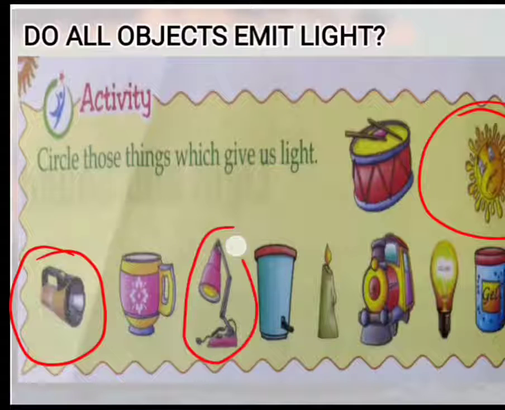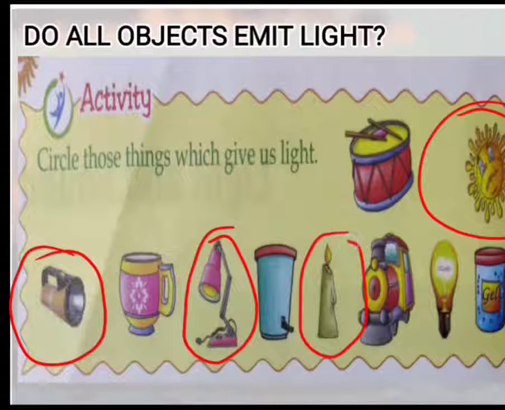Now this is the night lamp, or we can say study lamp, which we use when we study. So yes, it gives us light. So we will circle this. Another one is dustbin. Dustbin doesn't give us light. So we will not circle that. Now candle. Yes, candle gives us light. We are able to see different objects using the candle light. Second is engine, or we can say toy engine. That doesn't give us light.